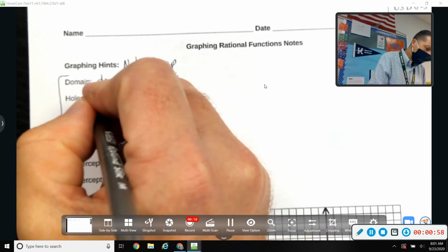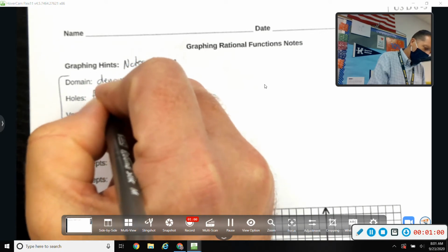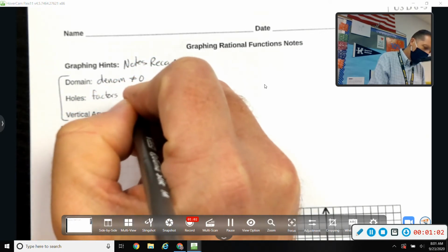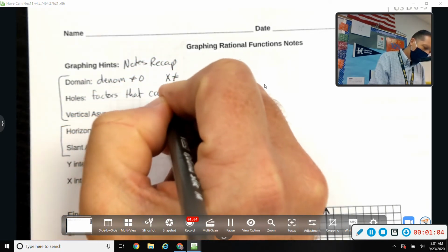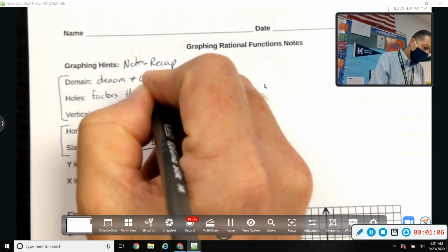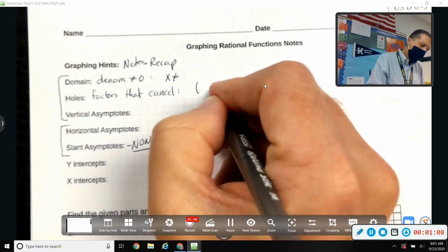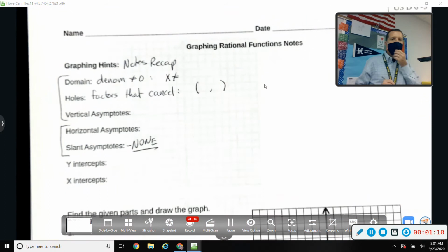Holes come from factors that cancel. And the big thing there is you get a point, or you need to get a point to tell me where the hole is. You can't just say x equals 7. You got to have 7, comma, whatever you get when you plug 7 in.